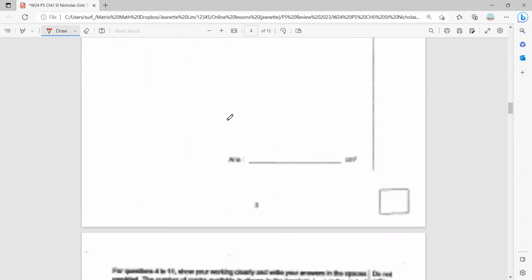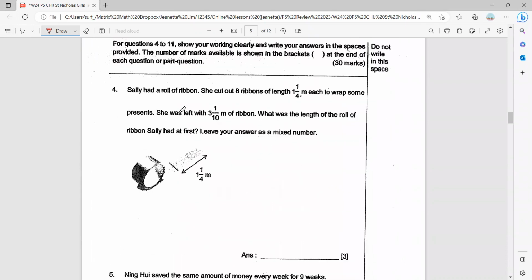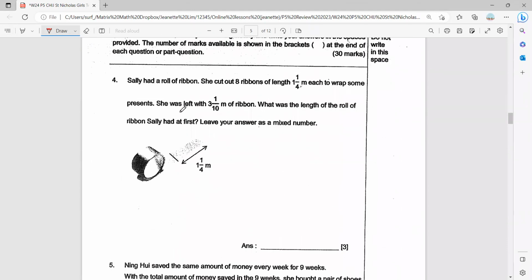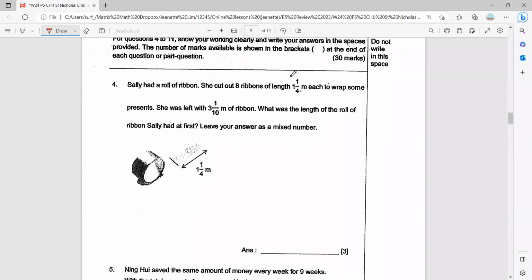Okay, next question, question 4. Sally had a roll of ribbon. She cut 8 ribbons of length 1 and 1/4 meter each to wrap some presents. She was left with 3 1/10 meter of ribbon. What was the length of the roll of ribbon Sally had at first? Leave your answer as a mixed number.